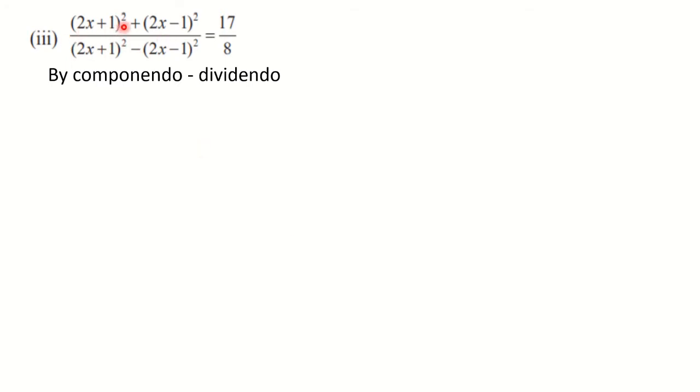(2x+1)² + (2x-1)² upon (2x+1)² - (2x-1)² is equal to 17 upon 8. Here also, since we can see that the terms are the same, only separated by different signs, we can see componendo dividendo here. So we have to again go for componendo dividendo so that we can cancel certain terms from numerator and denominator.